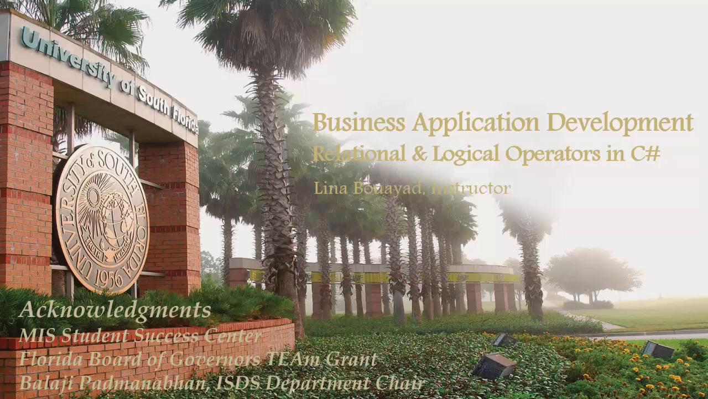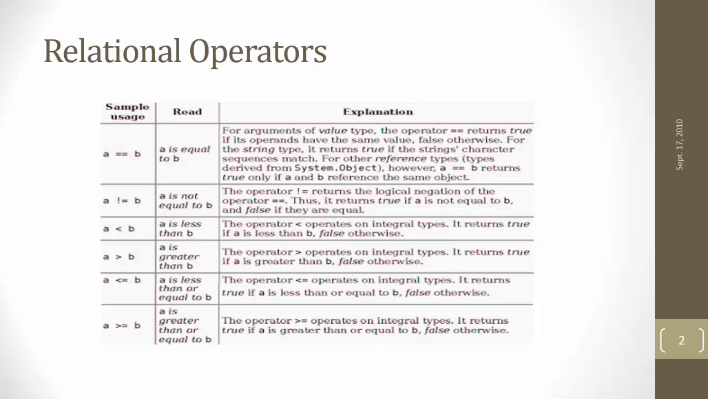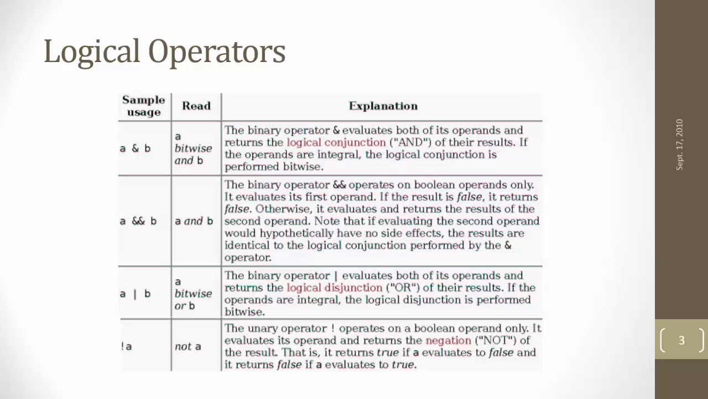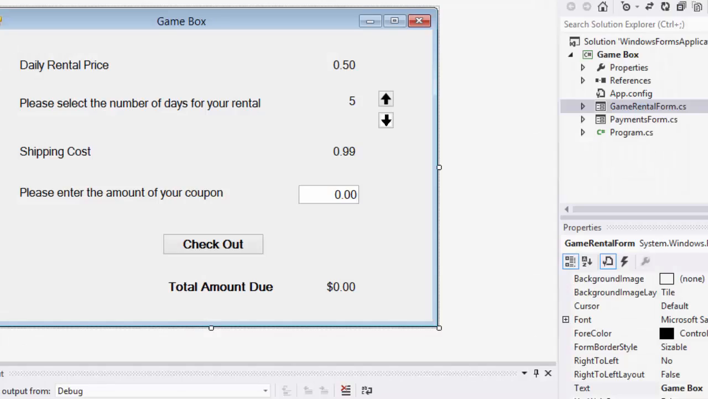Hello, in today's video we will be talking about relational and logical operators in C#. When we say relational operators, we mean the equal operator, the not equal, less than, greater than, etc. And logical operators are the and the or, and we will talk about those in detail, and we'll give a few examples through the application that we're trying to build today.